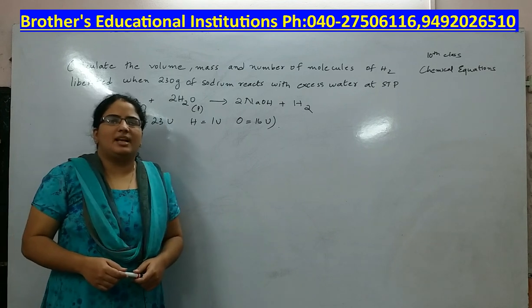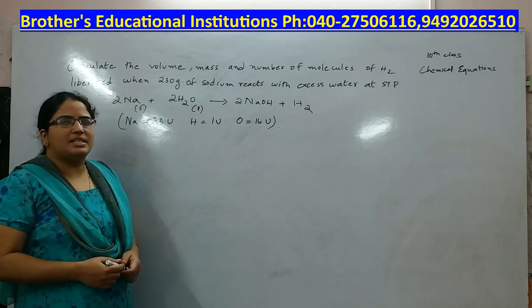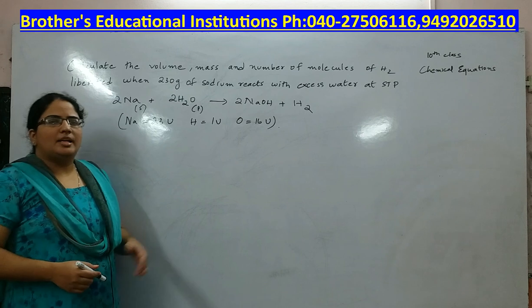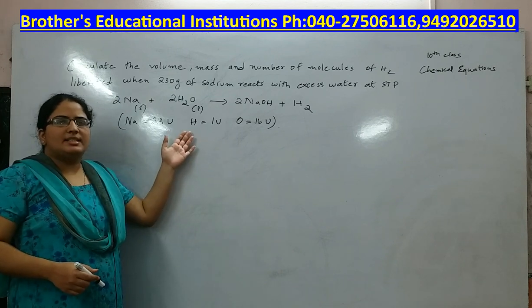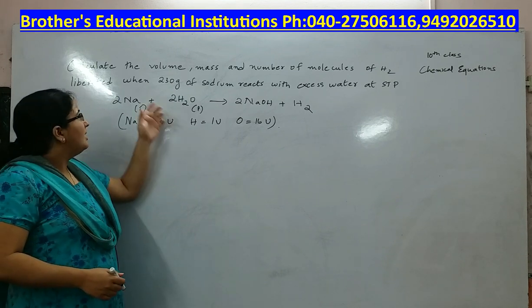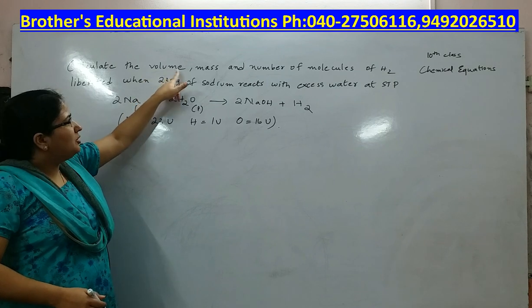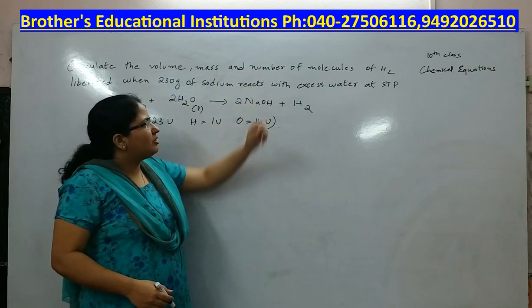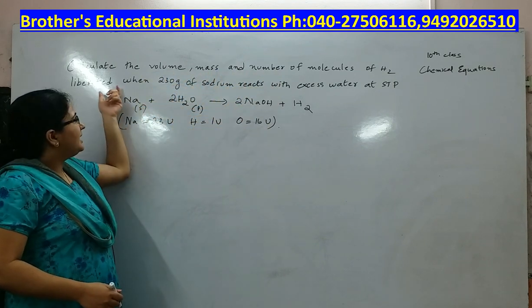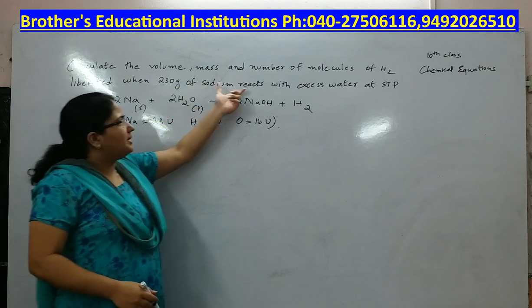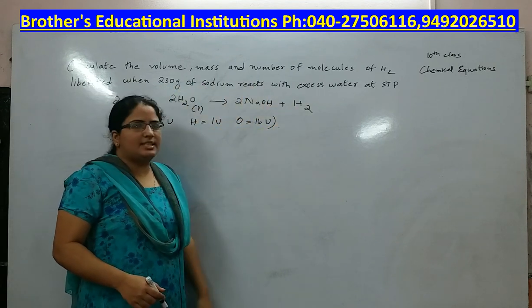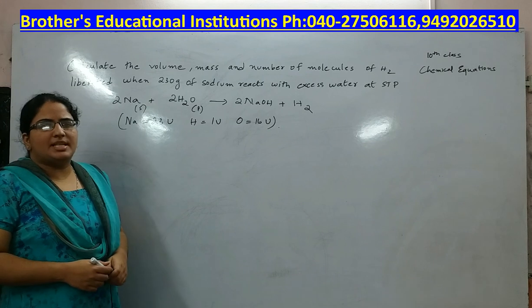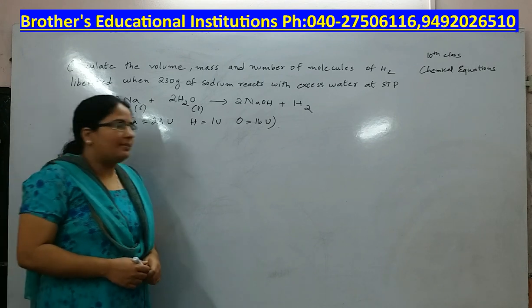In the previous class, in chemical equations, we have discussed the numerical. Now let us discuss the second numerical that you have. That is, calculate the volume, mass and number of molecules of H2 liberated when 230 grams of sodium reacts with excess water at STP. STP means standard temperature and pressure.